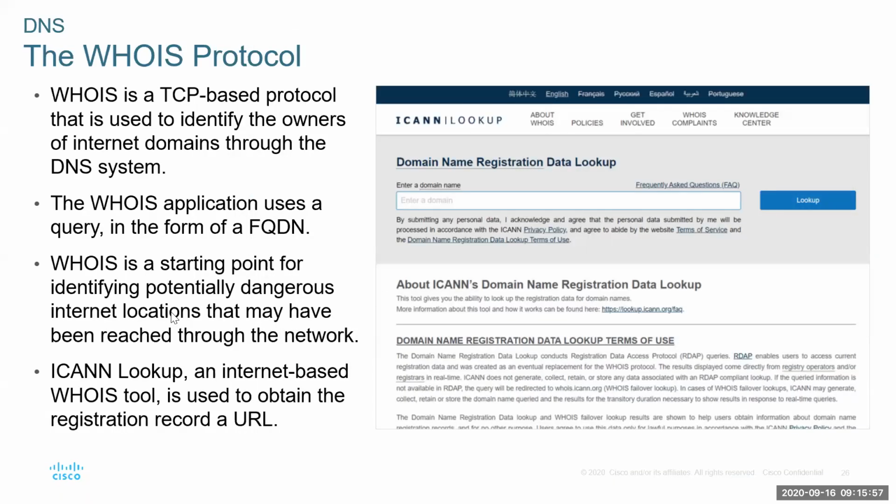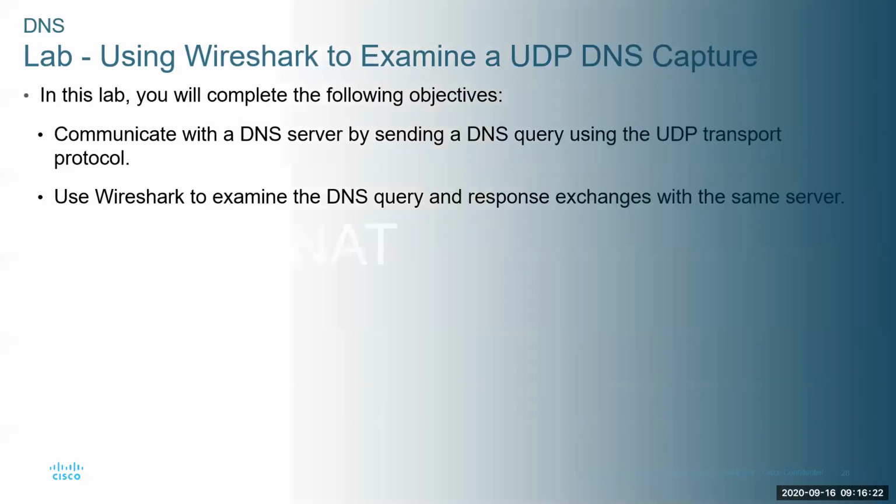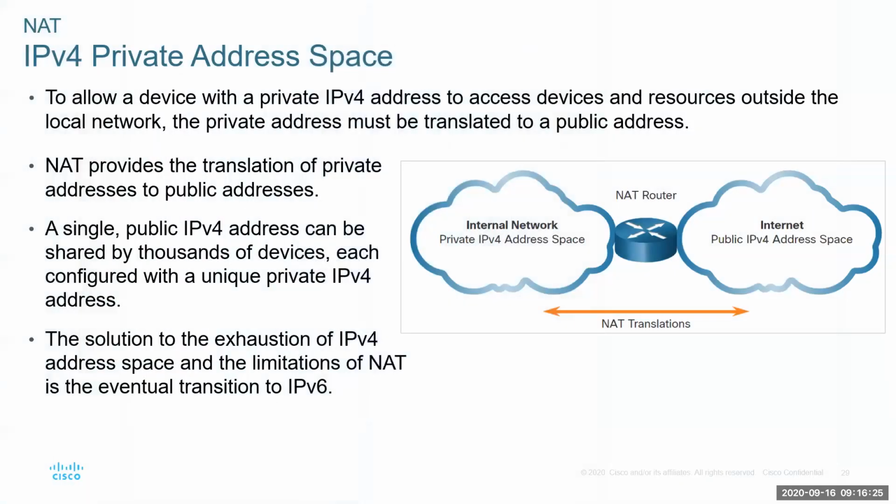So again, it's just a starting point for potentially dangerous internet locations. It's a great place to go look up. You can use ICANN, you can use Whois, you can use IP domain lookups. So if you're getting a bunch of requests from IPs that you aren't familiar with, you may want to go out and do a search on those and figure out what country they belong to, etc. You guys will do a lab to examine a DNS capture, so you will see that within your labs.